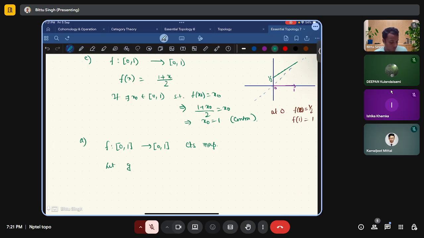Let us define a new function g from [0, 1] to... sorry, this is not [0, 1] to [0, 1]. This is [0, 1] to R. Define by this rule: g(x) equal to f(x) minus x.